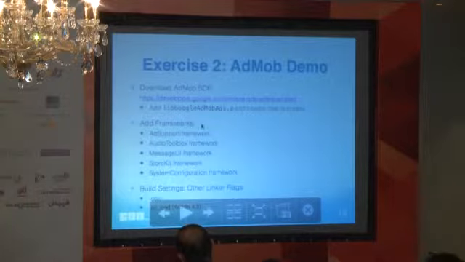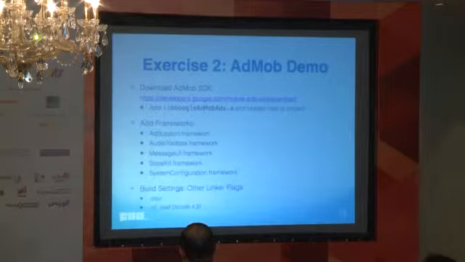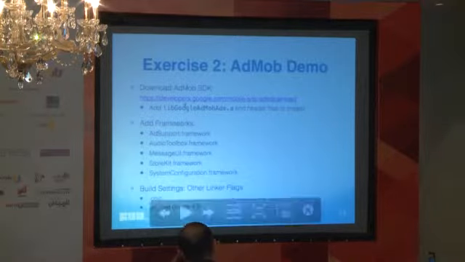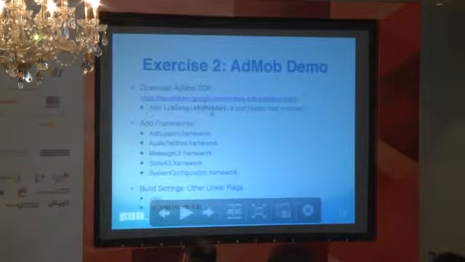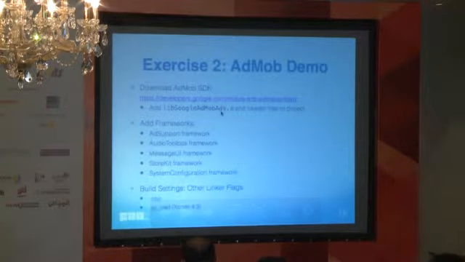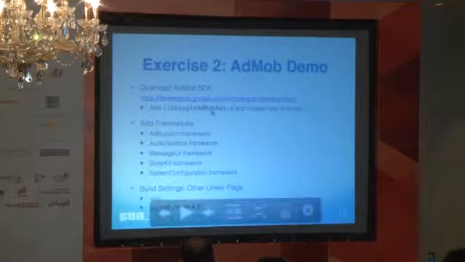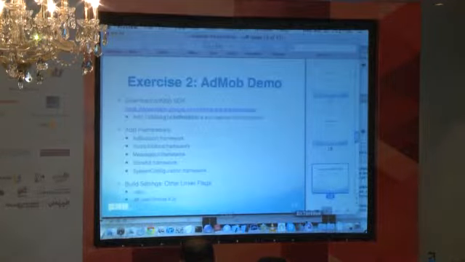So now we're gonna have a demo of how to implement AdMob in our application. So first of all, you should go to this link. If you don't have it, you go to Google. You type Google AdMob, and you're gonna be redirected to the website. You wanna download the SDK, and first of all, you're gonna add the libGoogleAdMobAds.a and the header files to your project. So we're gonna show you right now.